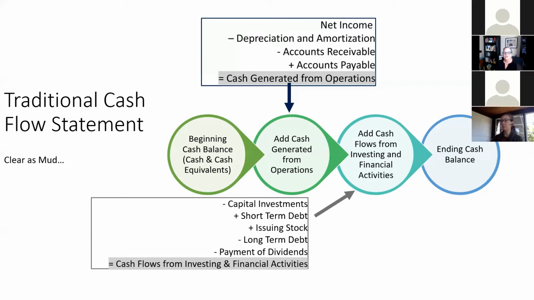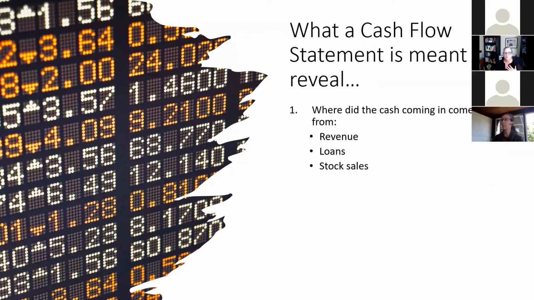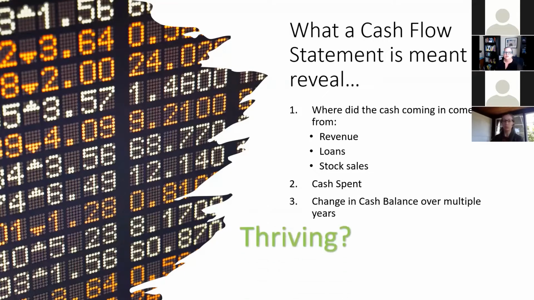So what is it trying to achieve? What it's trying to achieve is to reveal certain pieces of information. Where did the cash come from? Did it come from revenue? Did it come from loans? Did it come from sale of stocks? Where did you spend your cash? And then what does your cash change look like over multiple years so that some kind of forecasting can be done? So basically, we want to know, is your business thriving or do you have poor cash flow?